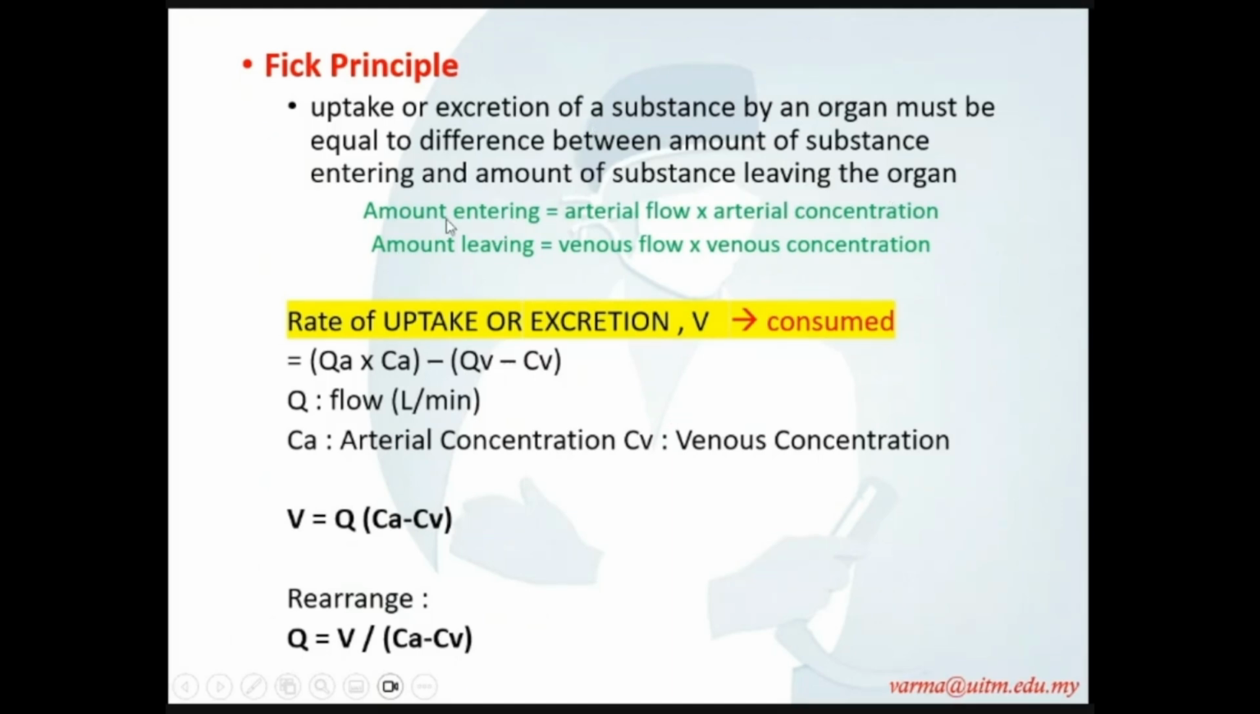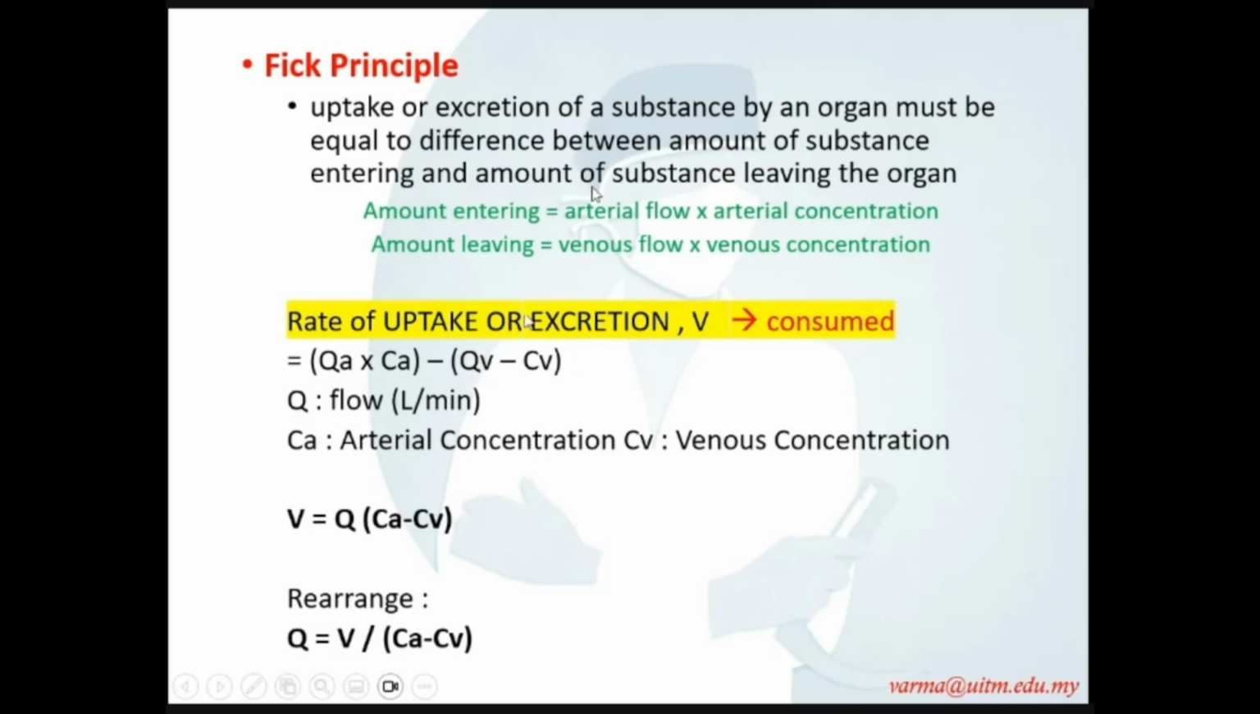So the amount entering, how do we know? Arterial is the entering flow, so times the arterial concentration. Let's say I give a substance X, inject it in your blood. The arterial flow brings it, times the arterial concentration, minus the venous flow times the venous concentration, what comes out. That gives the rate of uptake or excretion, that is, how much is consumed. In the case of oxygen, how much oxygen is consumed: the arterial concentration of oxygen times the flow, minus the venous concentration times the flow.